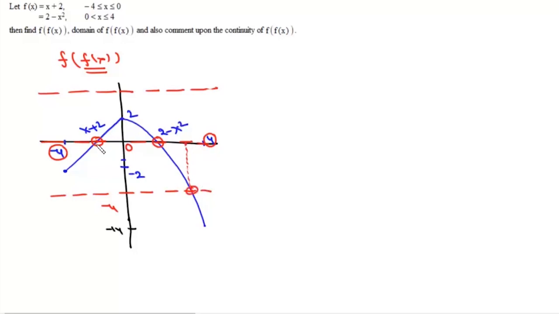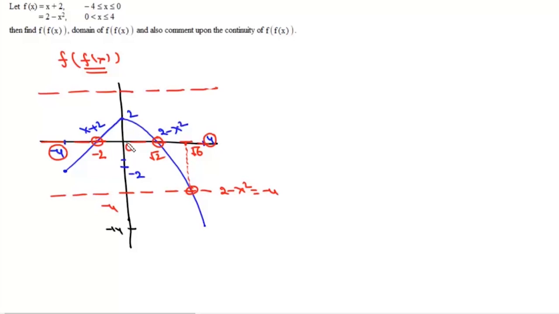Now we'll find these points. If x plus 2 equals 0, this point is minus 2. If 2 minus x square is equal to 0, then this point is root 2. And here this point is the intersection of this graph, which is 2 minus x square, with this line, which is minus 4. So this point is actually root 6.